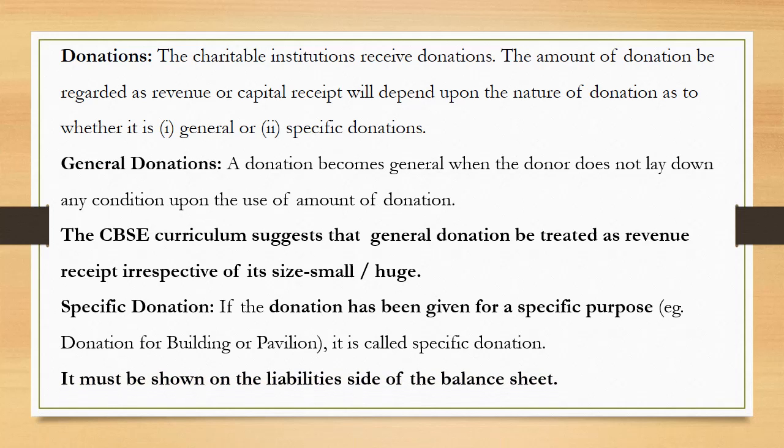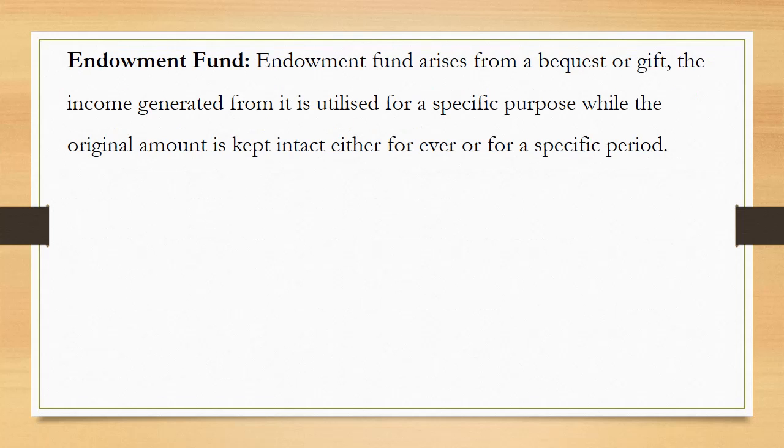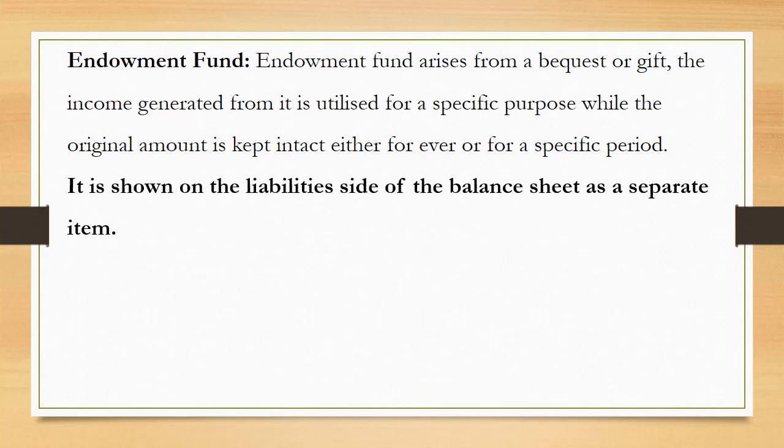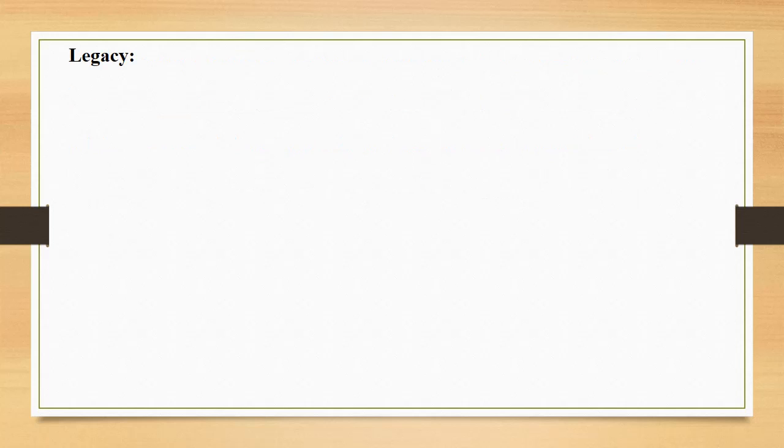Any specific donation, because it's a capital nature item, has to go to the balance sheet liability side. Endowment fund: an endowment fund arises from a bequest or gift. The income generated from it is utilized for a specific purpose, while the original amount is kept intact either forever or for a specific period. This amount is also a capital receipt, and because it is a capital receipt, it has to be shown in the balance sheet on the liability side.